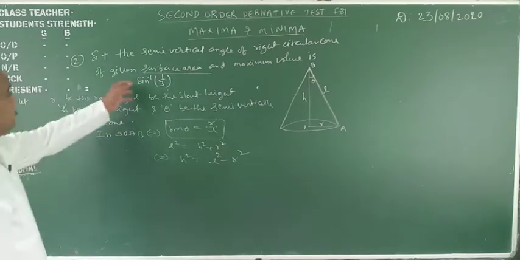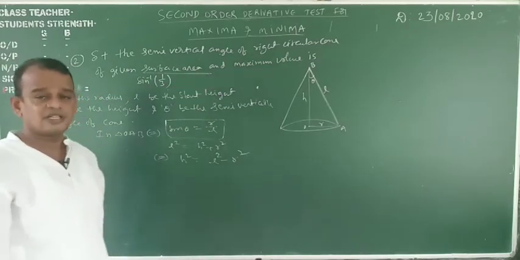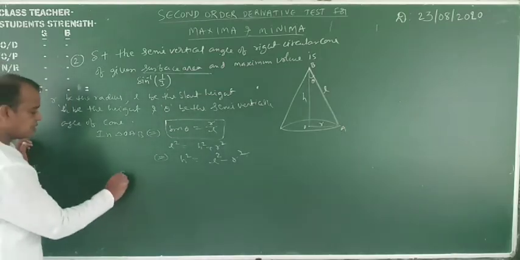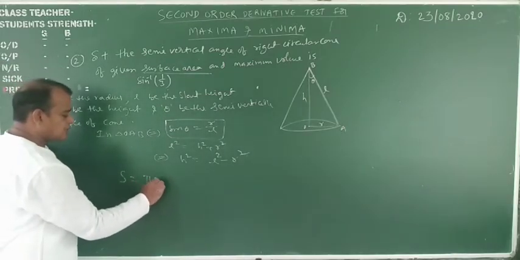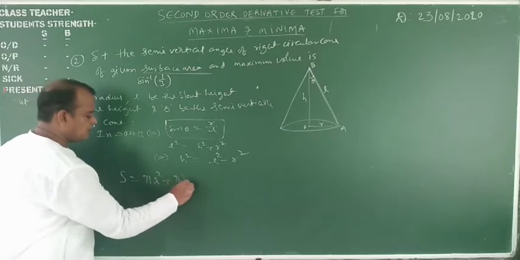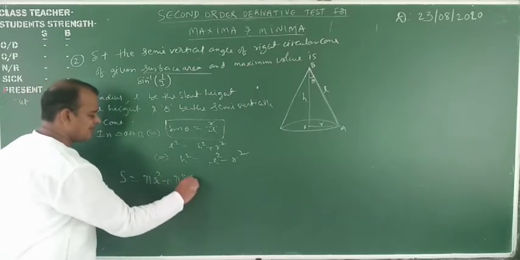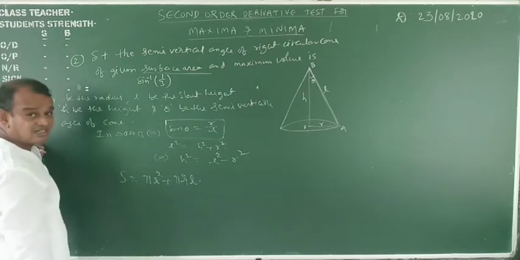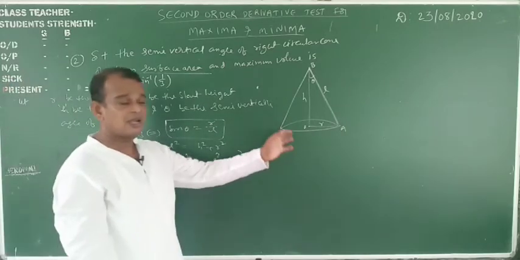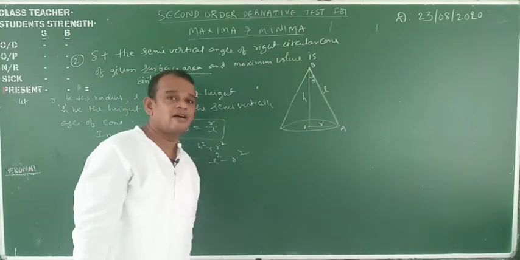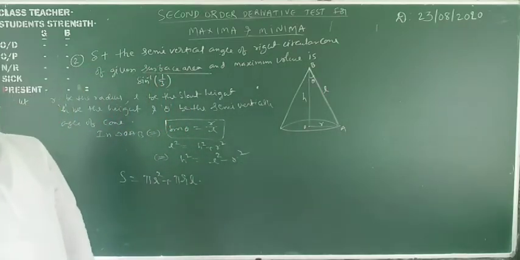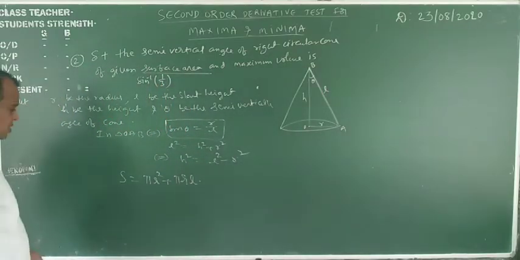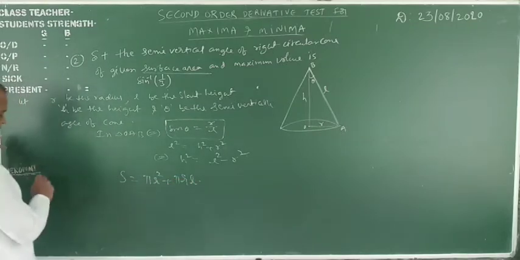Now here the surface area is given, meaning surface area is constant. What is the surface area of the cone? S is equal to pi R square plus pi R L. Say yes or no? Total surface area of the cone, pi R square plus pi R L. From this one you have to find L. Now this is the surface area.